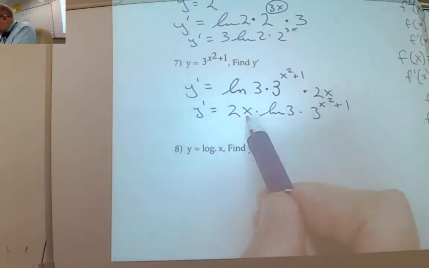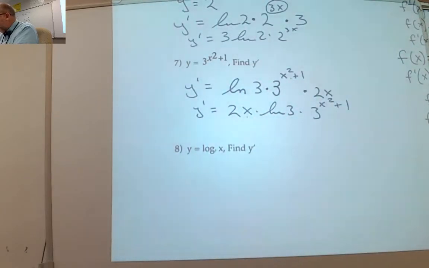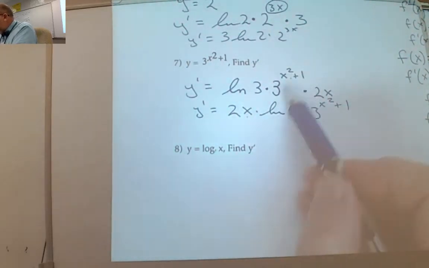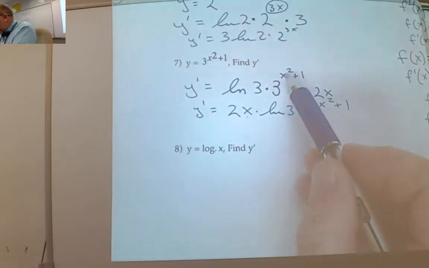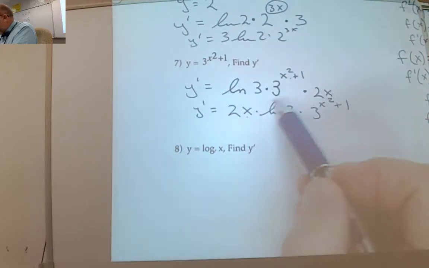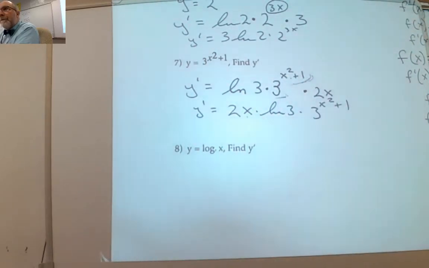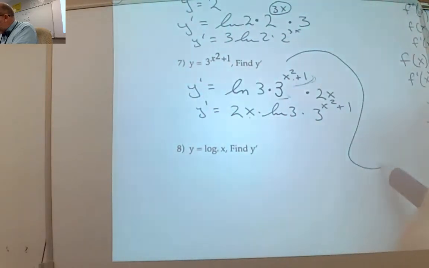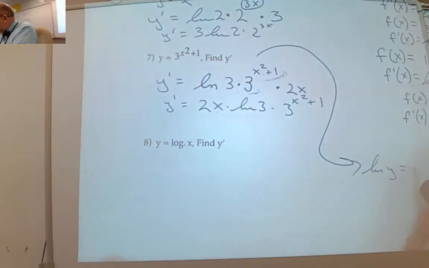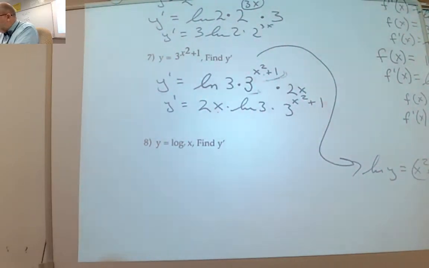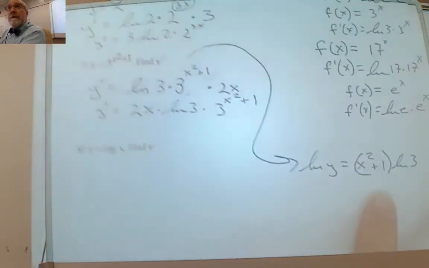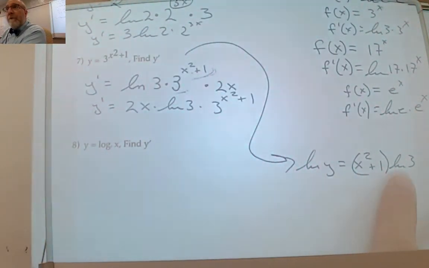Where the 2x came from, the derivative of that. Just like e to the x or e to the x squared or e to the 3x, you're going to leave what you started with because that's y all the time. Again, if I did it like Emily said and took the natural log of y on both sides, I'd have x squared plus 1 times the natural log of 3. Correct? That's where the natural log of 3 is coming from.